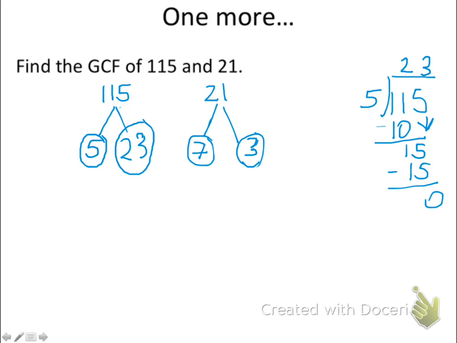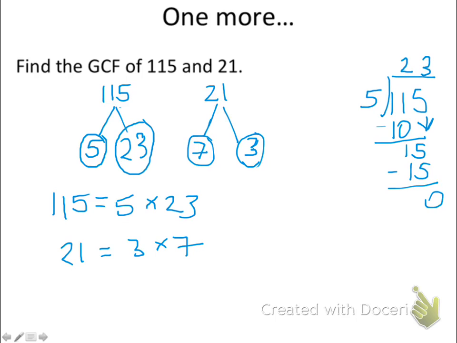My next step is to write their prime factorization. So take 115 and write that it's equal to 5 times 23. And take 21 and write that it's equal to 3 times 7. My next step is to circle any common factors. So I start by looking at the 5 and the 3. They don't have those the same. And then 23 and 7, those aren't the same either. So there aren't any.